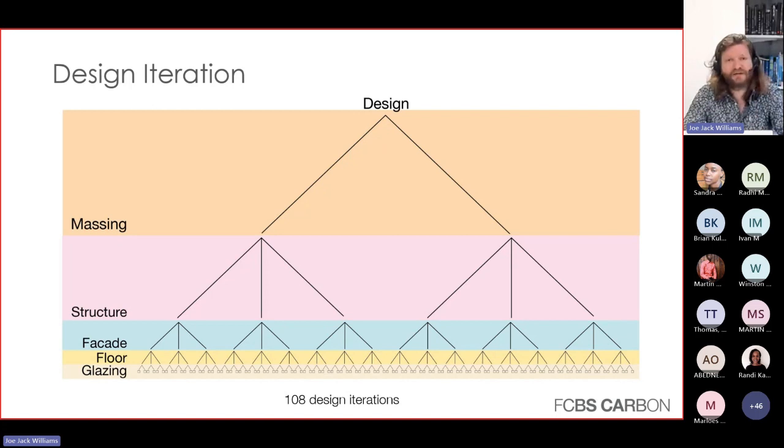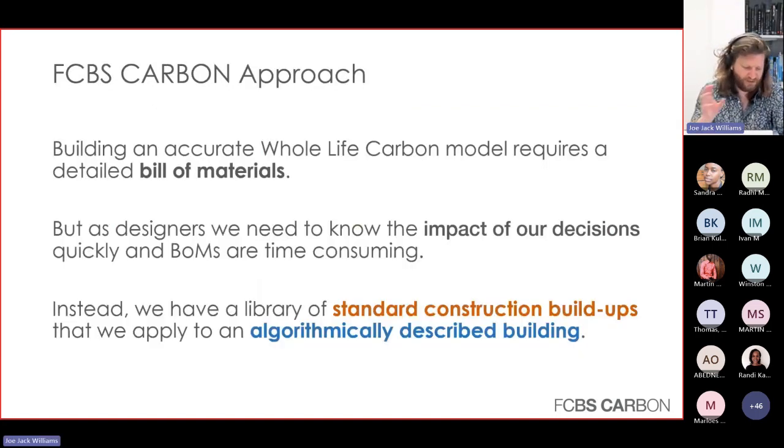So this is really where FCBS Carbon came in. Although it does do embodied carbon, really it's about creating a bill of materials and a quantity of materials that we can start to use in that calculation I showed. So that's really where it sits, and it helps us to understand the impact of our decisions. It's not a real building, it's a notional building using algorithms to describe it. And then we have standard construction build-ups we apply to it. So when we say it's a brick wall in the UK, it's not just a brick wall, it's a brick wall with blockwork behind it, or a brick wall with a steel framing system behind it. We build all of that in, so you don't have to worry about calculating it.